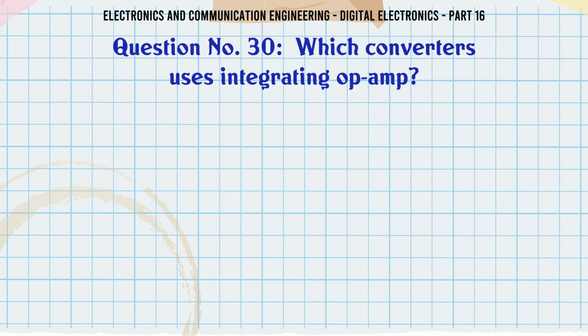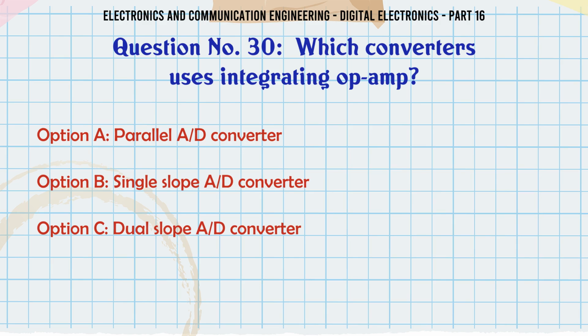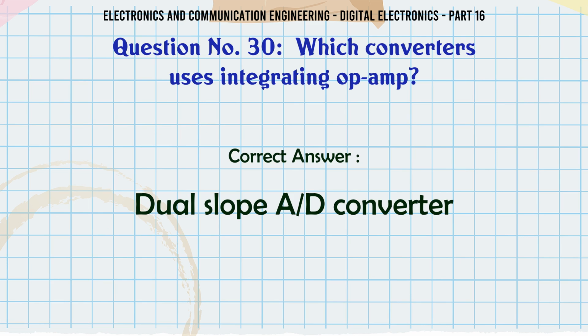Which converter uses an integrating op-amp? A. Parallel AD converter. B. Single slope AD converter. C. Dual slope AD converter. D. Both B and C. The correct answer is dual slope AD converter.